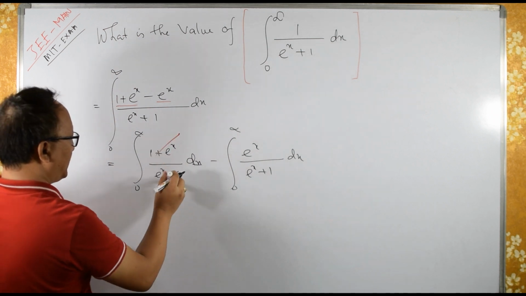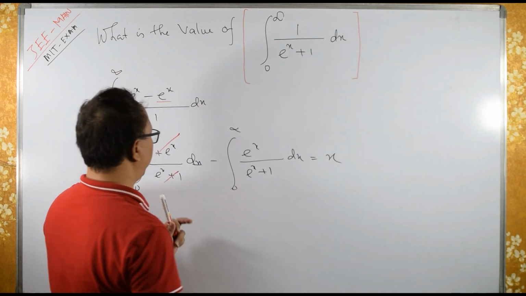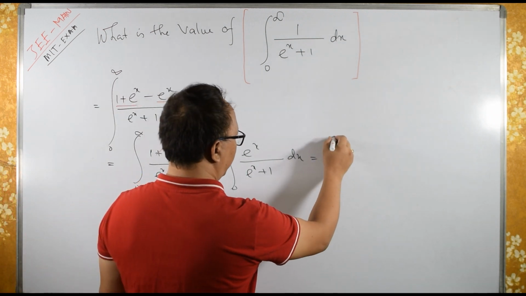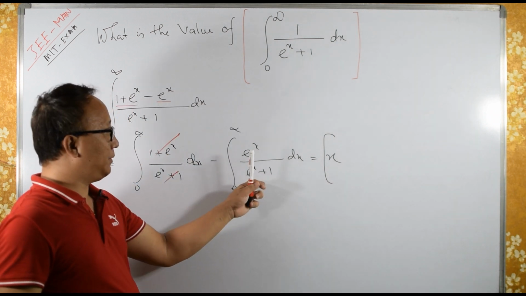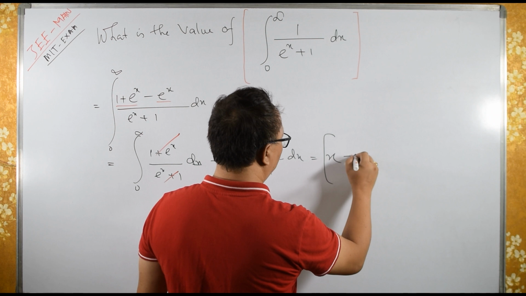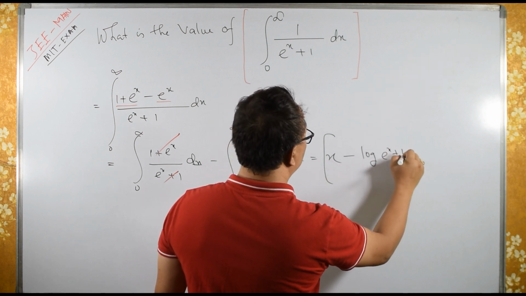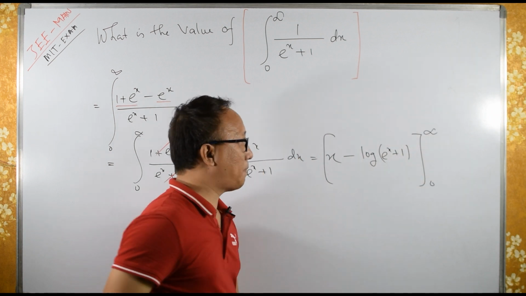Now this gets cancelled. What do we have? We have the integral of dx, which is x. And here the integral is what? Differentiation of the denominator becomes the numerator, so that is minus log of e raised to x plus 1. Limit is from 0 to infinity.